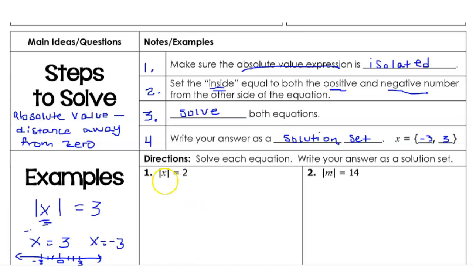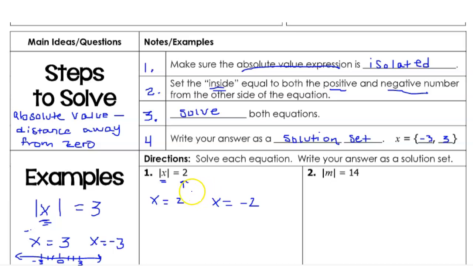Okay, so let's look at number 1. We're going to do exactly what they say. We know we can get two answers out of this because we're talking about distance, both on the positive and negative side. So I'm going to make sure my absolute value is by itself. It is. We're good to go. And then I'm going to set whatever is inside, which in this case is x, equal to the positive and negative of whatever is outside, which in this case is 2. So I know the answer is x equals 2 and x equals -2, the positive and negative.